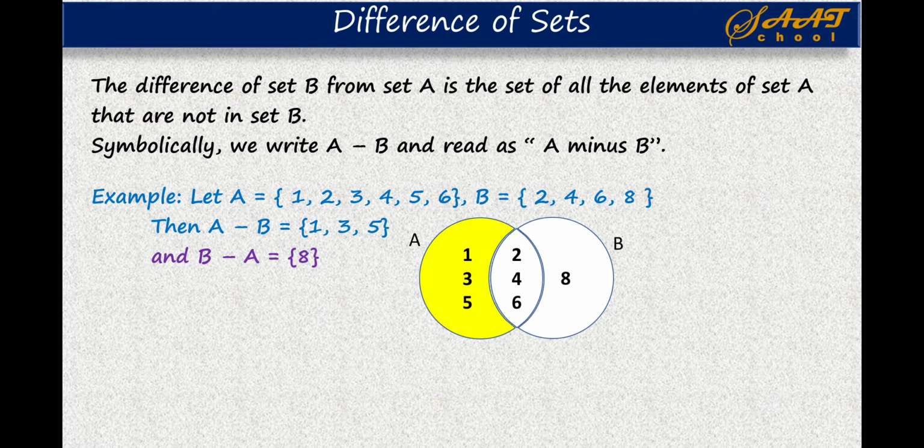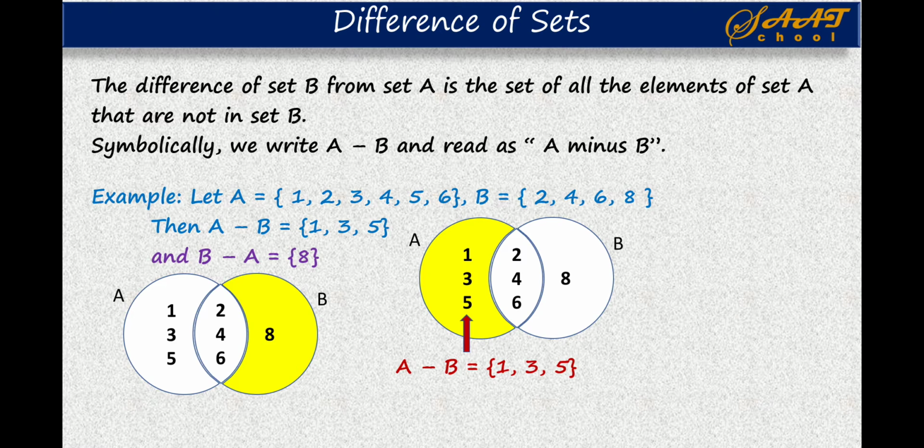So in the Venn diagram, the yellow part represents A minus B. Here 1, 3, and 5. So these are elements which are only in A, and that is A minus B. Similarly, here the yellow part represents B minus A. So this element 8 is only in B, which is not in A.